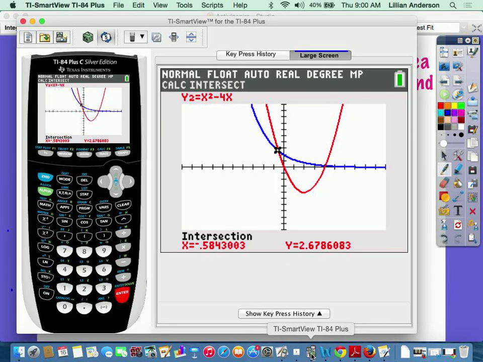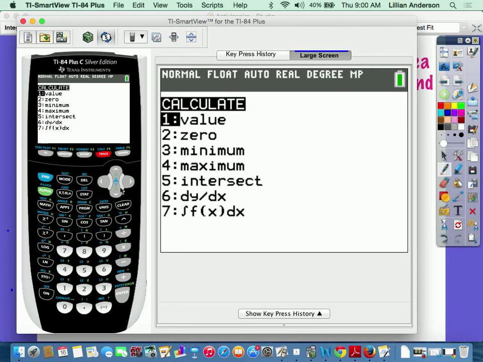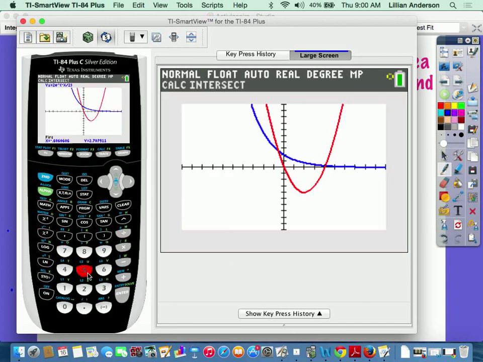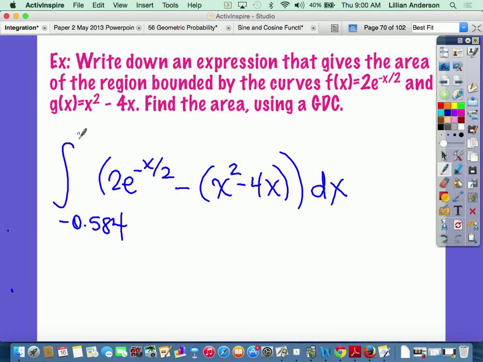And now I have to find my other intersection point. So second trace, intersect. I have to move closer to that intersection point so the calculator knows. Enter, enter, enter. Y'all got 4.06? So there it is. There is my expression for the area bounded by those two curves.